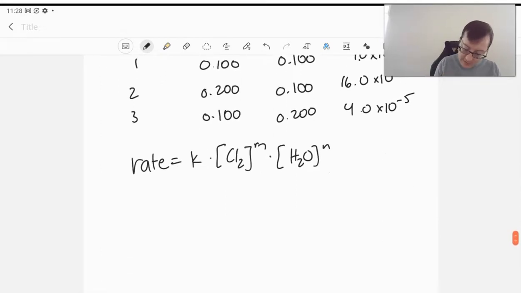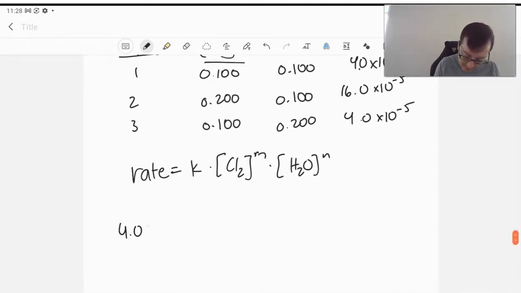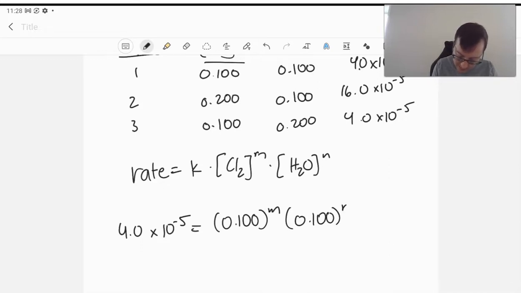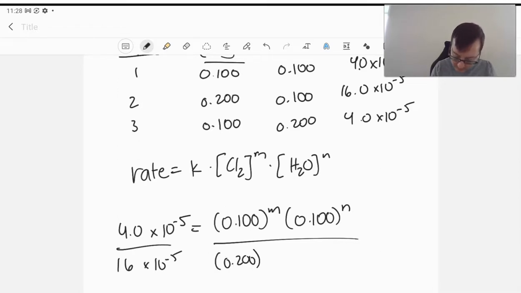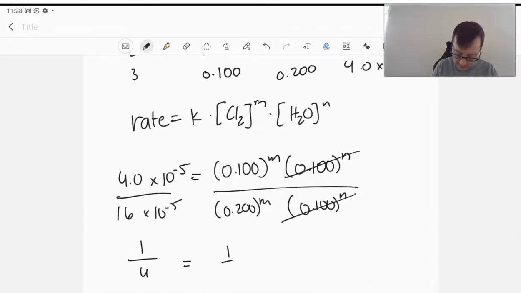So if we do that, we can say that the rate for number 1 is 4 times 10 to the negative 5. Remember, when we're comparing, we can just get rid of K. We've got 0.100 to the m power, 0.100 to the n power. So we need to put our fractions in. If we're going to compare with the second data set, we have 16 times 10 to the negative 5. We have 0.200 to the n power and 0.100 to the n power, so those cancel out. And so again, that's why you want to select data sets that have one of the reactants staying the same. In doing so, we get 1 over 4 equals 1/2 to the m power. And so solving this, we get m equals 2.